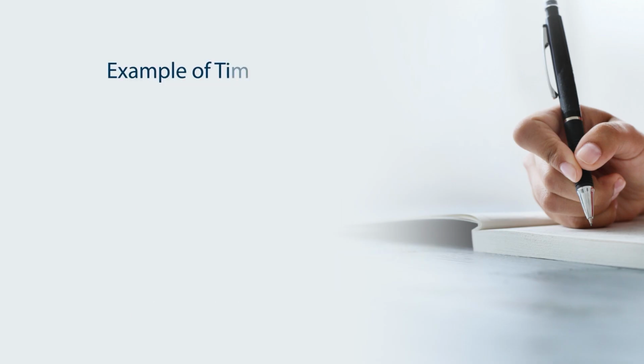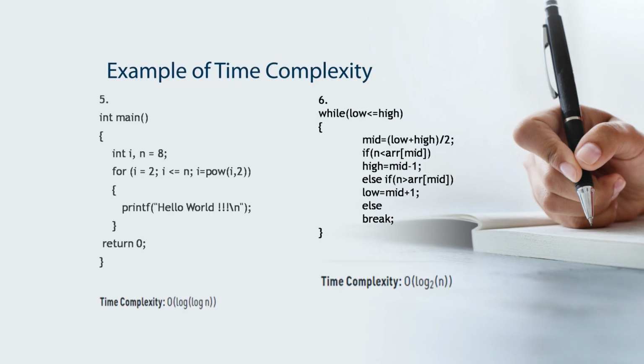Okay. So, in the fifth example, you can see there is also a for loop, but the incremented value of i is i to the power 2. So, here it will start from 2. So, 2 to the power 2, and when i equal to 3, this value will be squared each time. Okay. So, in this case you can calculate the time complexity as order of log n.